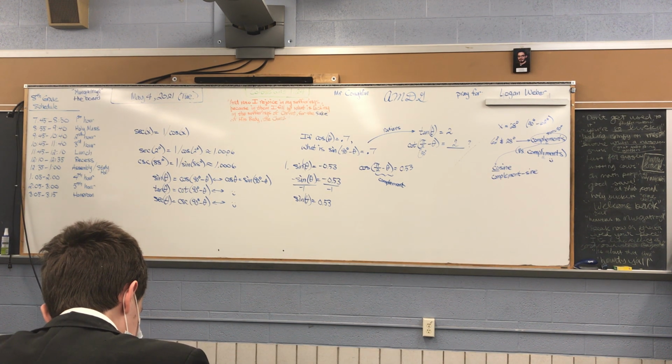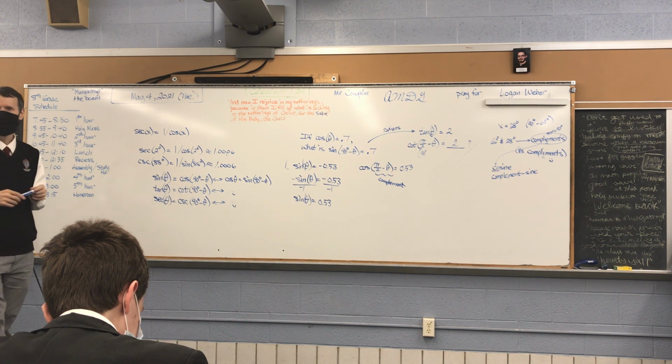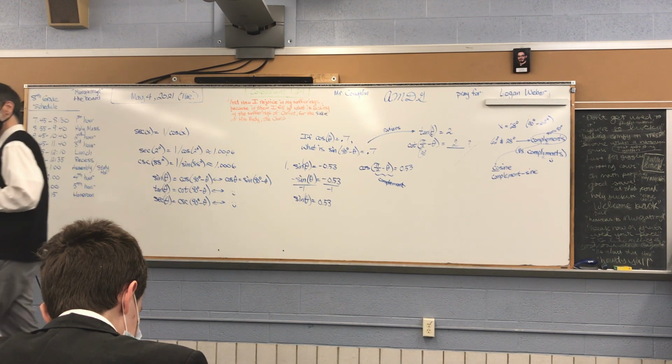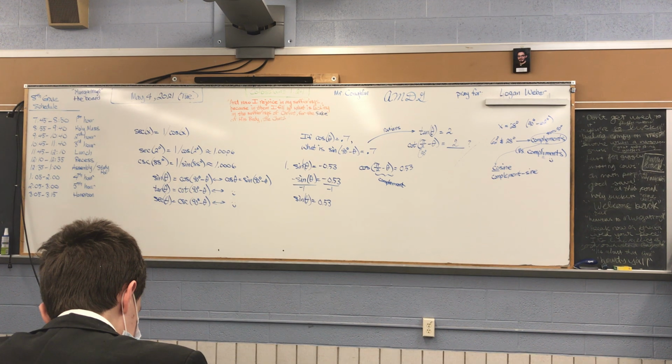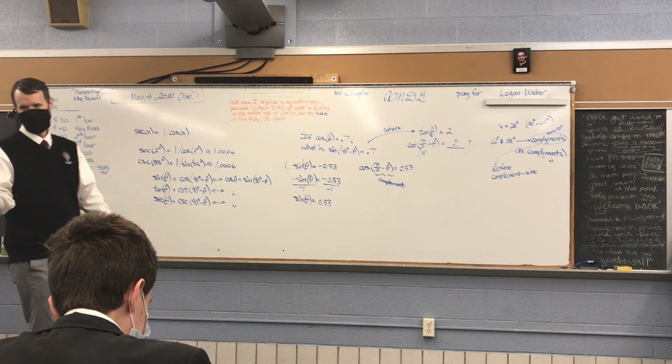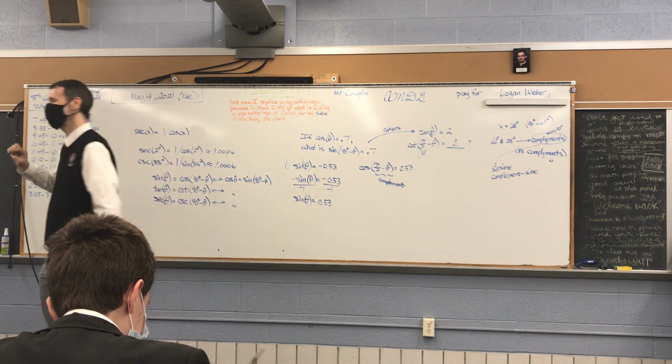Basically, if secant is even, cosine is even. What about cosecant? Can you tell me if that's even, odd, or neither? It's odd, because sine is odd. What about cotangent? Even, odd, or neither? It is odd. Why? Because tangent's odd. Correct. So treat it the same way.